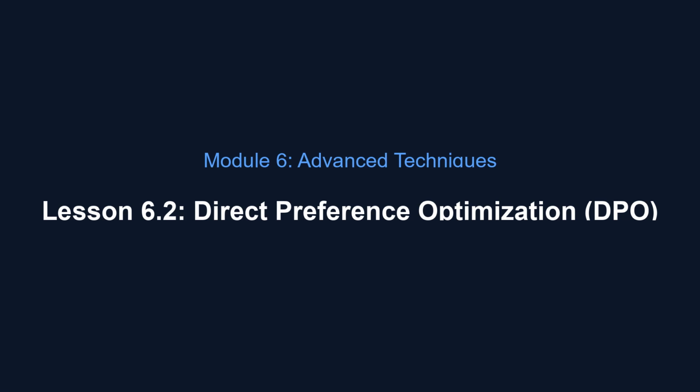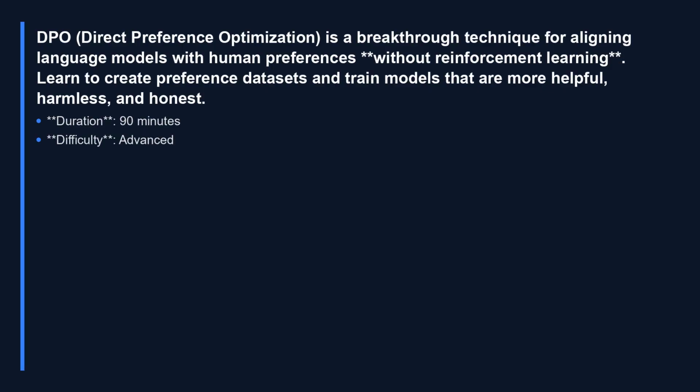Welcome to Lesson 6.2: Direct Preference Optimization (DPO) Overview. You've learned how to make a model capable. Now you're going to make it good in the moral sense of the word. Direct Preference Optimization is a technique for teaching a language model which responses humans actually prefer.